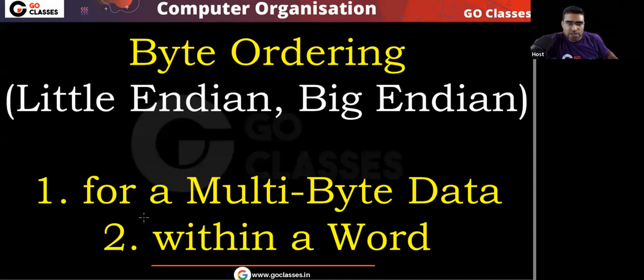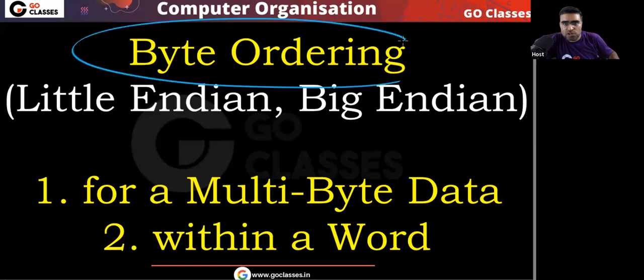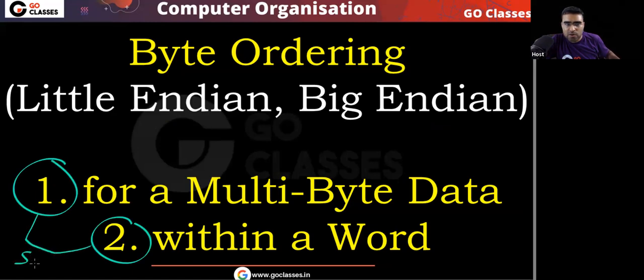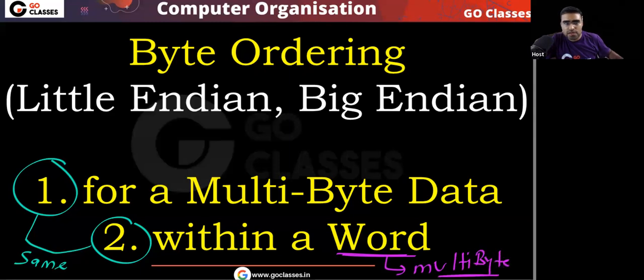Now we need to study this same concept, the concept of byte ordering, little Endian, big Endian, for a word. See, a word is also multi-byte data. Yes or no? Agree? So you can simply say that these are basically the same, because a word is nothing but multi-byte data. Correct? Yes or no? So there is no difference.